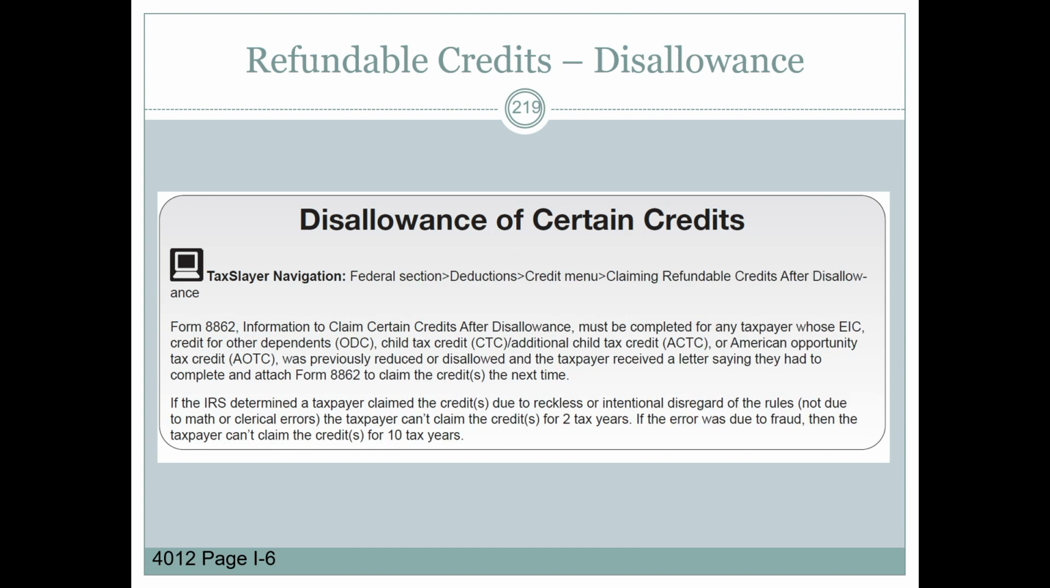If the IRS determines a taxpayer claimed the credits due to reckless or intentional disregard of the rules, not due to a simple math or clerical error, the taxpayer can't claim the credit for 2 years. If the error was due to fraud, then the taxpayer can't claim the credits for 10 years.